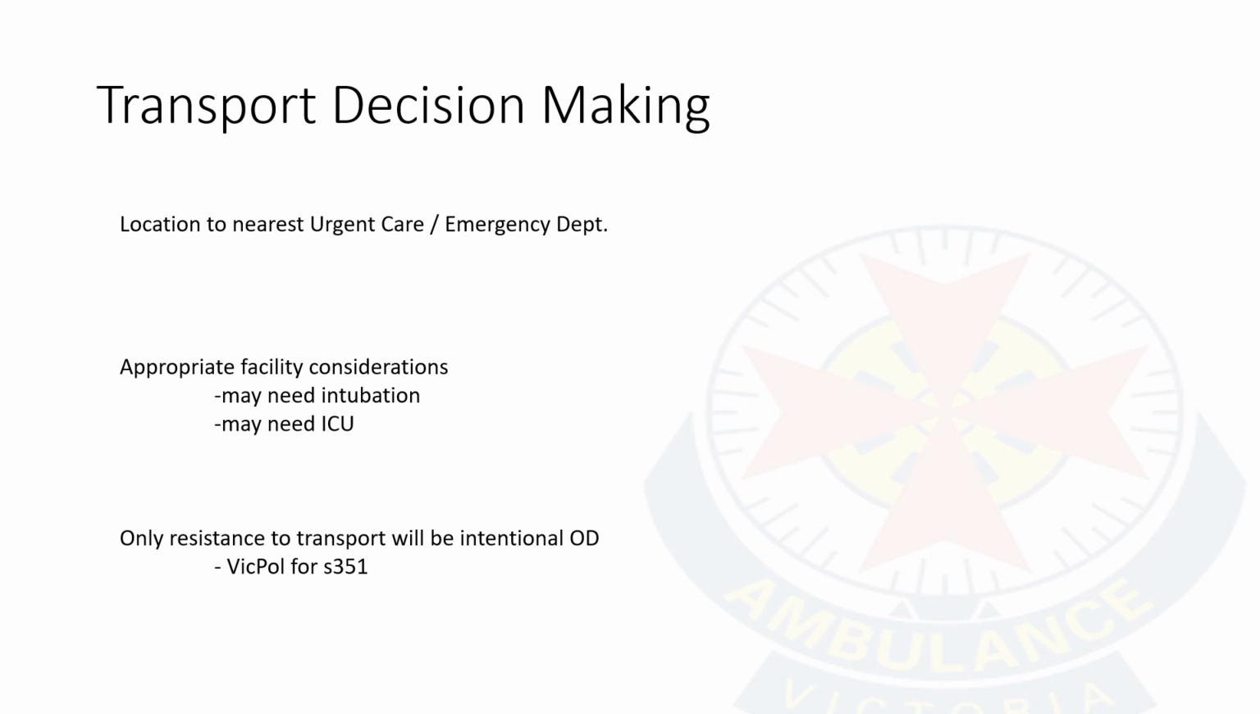It is unlikely that paramedics will face resistance to transport, particularly in the accidental overdose. The only resistance will be the intentional overdose where someone else has called the ambulance. In this case, recognizing that the patient is a significant risk to themselves, paramedics calling for police for a Section 351 will aid in getting the patient to hospital safely.